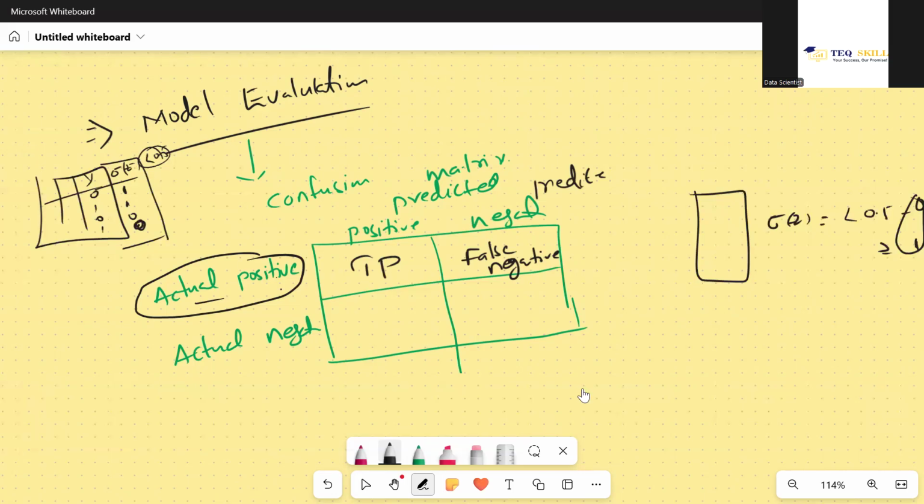In this particular situation, actually it's a positive, but you predicted it as negative, right? This kind of data point we call a false negative. Here actually it's a positive, and you predicted it as positive, which belongs to true positive. And actually it's a negative, but you predicted it as positive. This is also an error, and this is also an error.